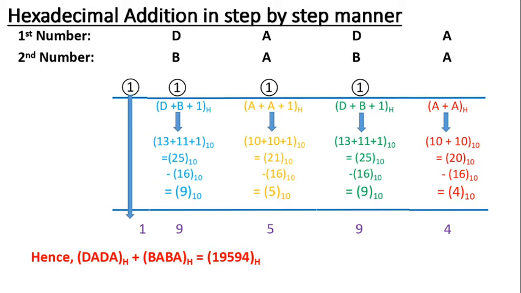So that way the operation is repeated and ultimately we get the final answer, just below the bottom horizontal line, which is 19594 hexadecimal. Now this is about that first example. Now this second example, hexadecimal addition example number 2: 1DE.7 hexadecimal plus 76A.5 hexadecimal.